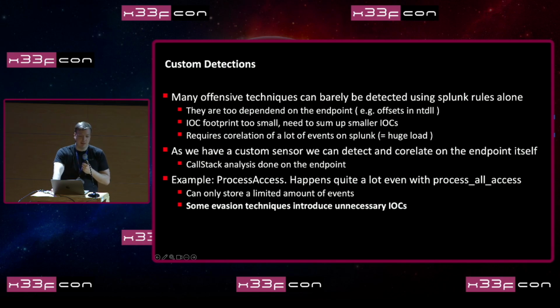But as we have a custom sensor, which is a great thing, we can detect and correlate on the endpoint itself, so we could be doing the callstack analysis on the endpoint itself. Take a process access event, for example. It happens quite a lot, even with a kind of suspicious access mask, but we can only store a limited amount of events. Yet, there are many evasion techniques which attackers came up with to introduce unnecessary IOCs, and which we are trying to detect on the endpoint and forward the event if we detect something fishy going on.